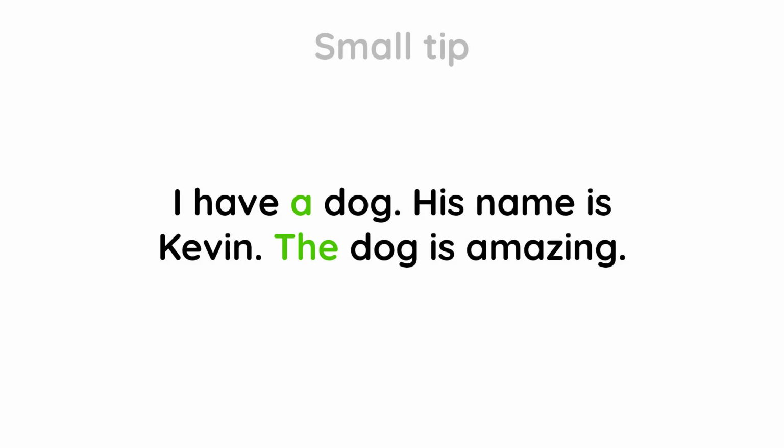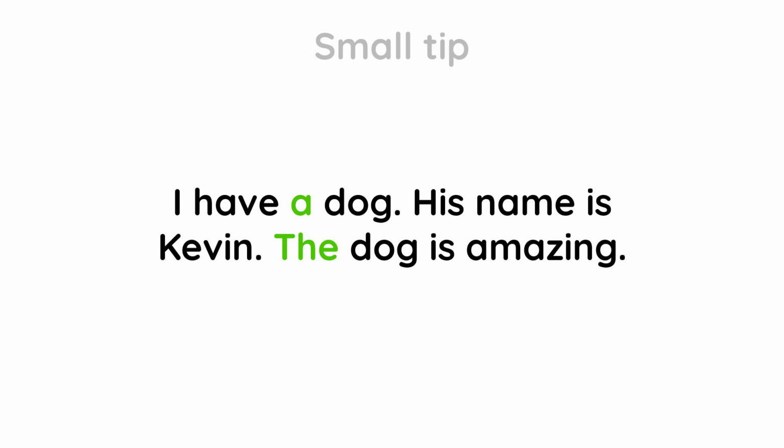There is a small tip about when to use a, an, and the. If you haven't talked about something before, you would usually use a or an. If you talked about that thing before, you would usually use the, because you already know which specific thing you are talking about. So for example, I could say, I have a dog. His name is Kevin. The dog is amazing.